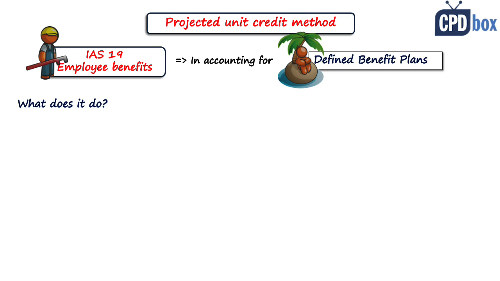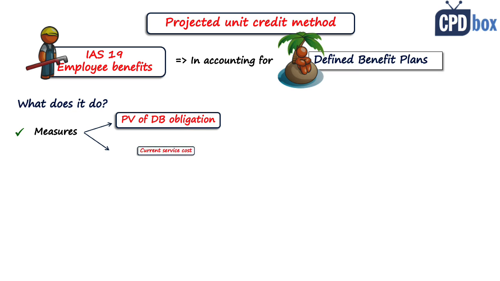Once you, as the employer, provide some employee benefit, and you classify it as a defined benefit plan, you need to apply this method to measure the present value of the defined benefit obligation and current service cost. Well, also past service cost, but let's focus on basics. So let me give you the illustration.